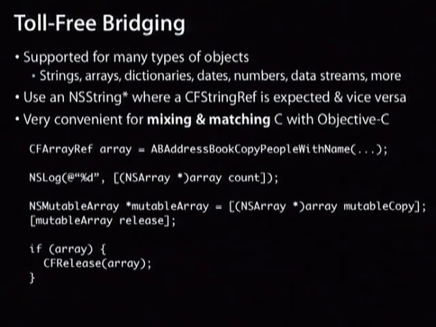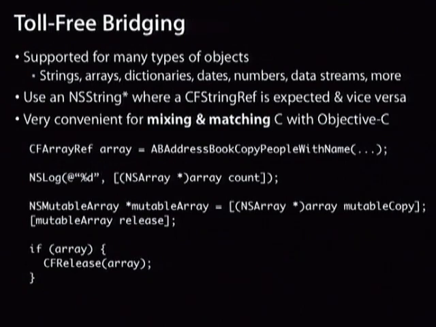So everything that ends in Ref in Core Foundation terms is a pointer to an object. So it's an NSArray star. In this particular case, we're getting a CFArrayRef from the Address Book and then casting it to an NSArray star and just calling Objective-C messages on it. And that's all you really need to do.